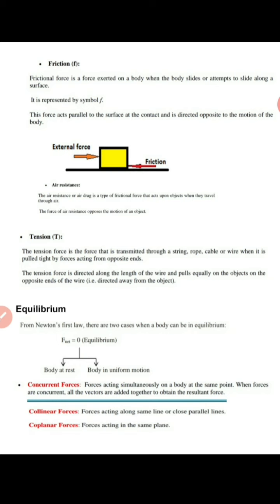Now, collinear forces means the forces which act along the same line or close parallel lines. Such forces are called collinear forces. And coplanar forces means the forces which are acting in the same plane. So, concurrent means acting at the same point at the same time. Collinear means acting along the same line, and coplanar means acting in the same plane. Now let's discuss the concept of equilibrium in detail.